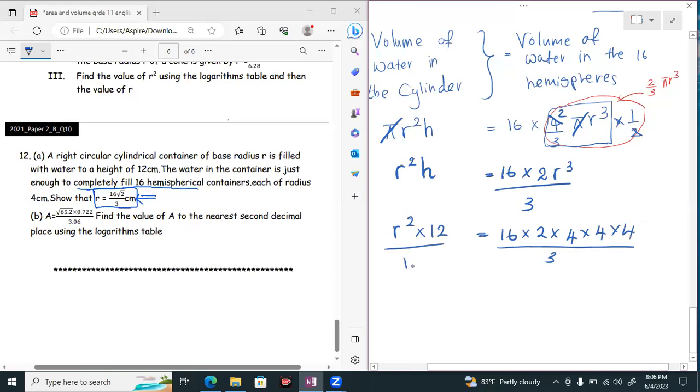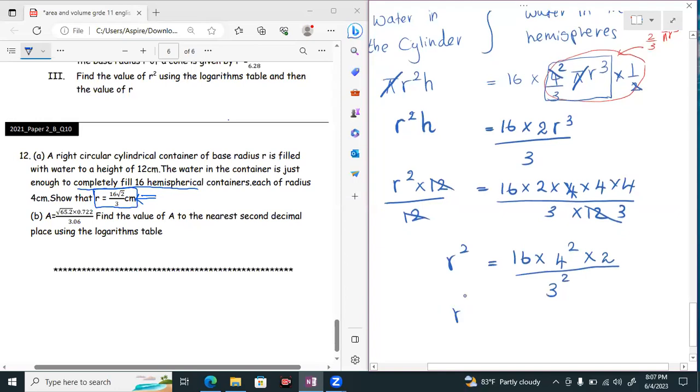You can divide this side by 12 and this side also by 12. 12 to 12 cancel. Then r square is equals to, let's divide. Then here it's remaining 16 multiplied by 4 into 4, take it as 4 squared into 2 upon 3 square. I will keep it like this.